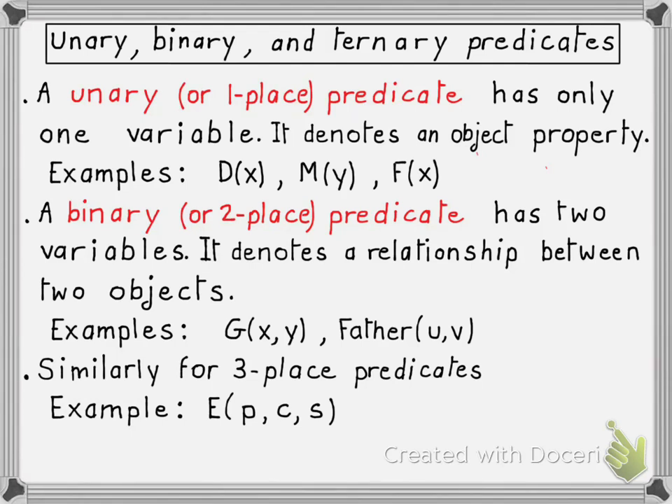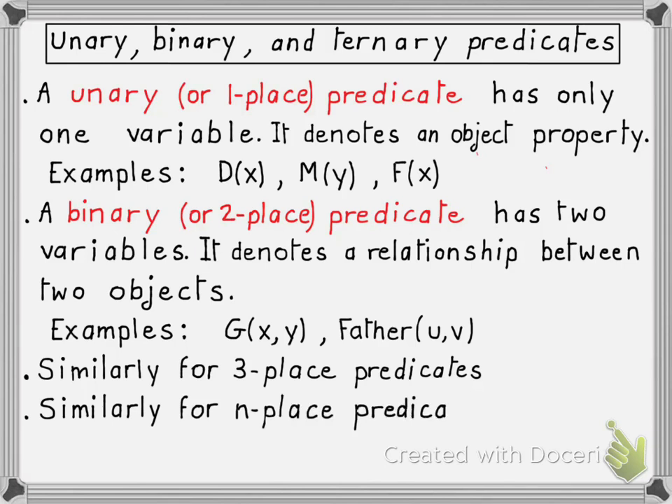To wrap up this segment, let me mention that you could always have more variables in a predicate. So you could have 4-place predicates, 5-place predicates, and in general, we call predicates with n variables n-place predicates. Now, of course, the larger the number of variables, the more complicated the relationship among these objects the predicate denotes. So the most common kind of predicates will be unary, binary, and maybe ternary predicates.